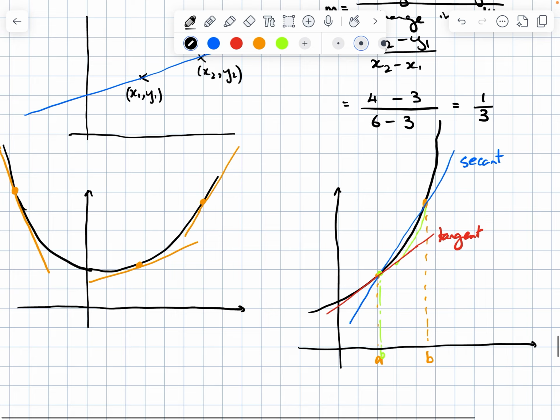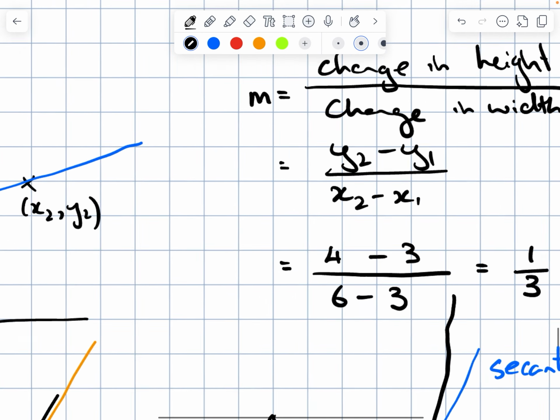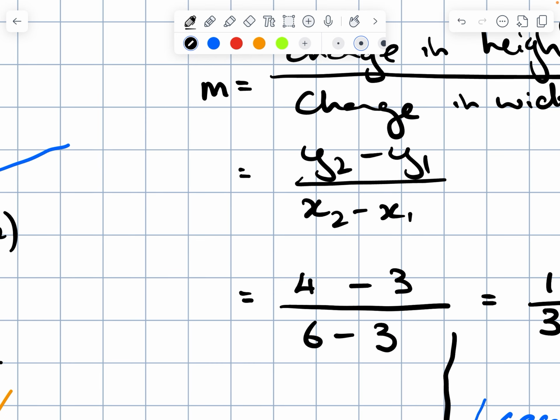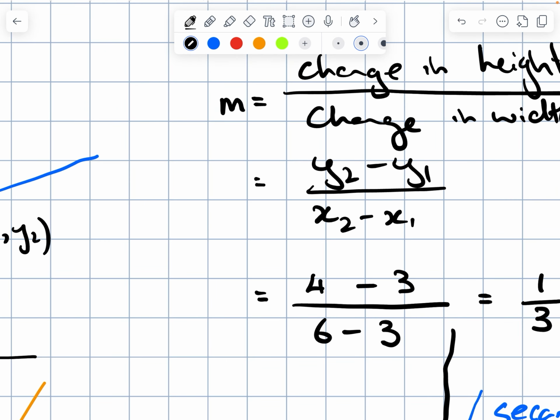We can't make it so A and B are the same, because if we did that, the change in x would then be 0. And if we look at our gradient formula, if the change in x is 0, we get a divide by 0, which you're not allowed to do.